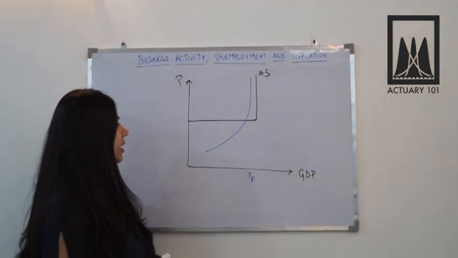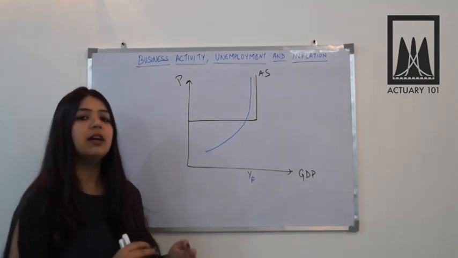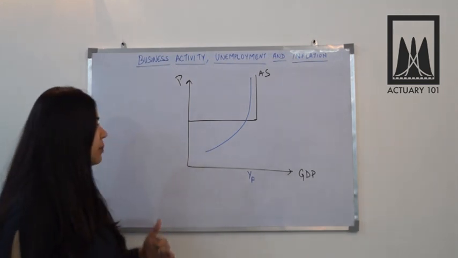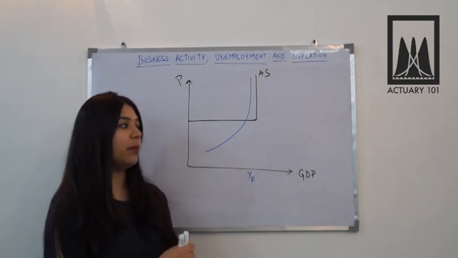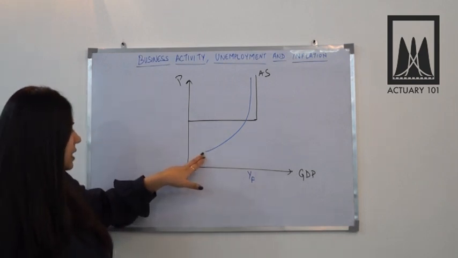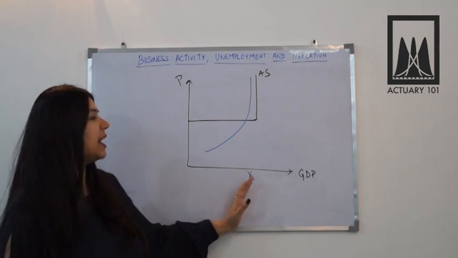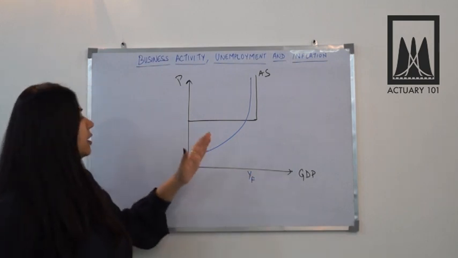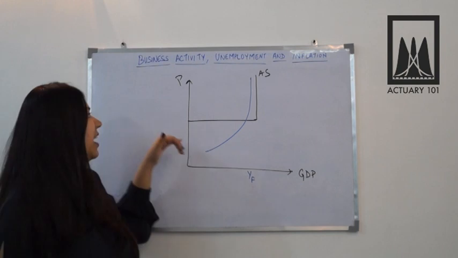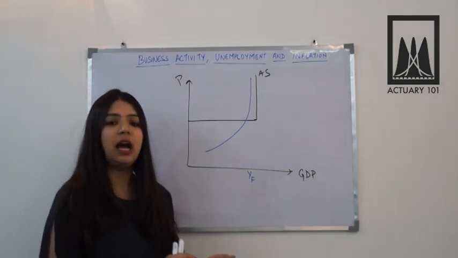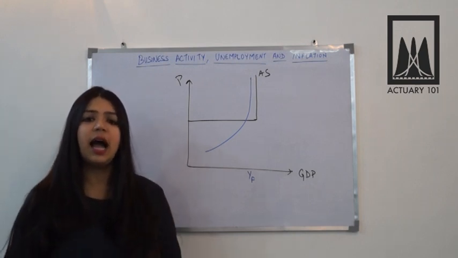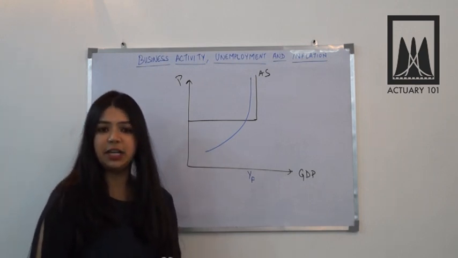Note here that output and prices are related positively. Why? Because output and prices can increase simultaneously. How? Because over here, if you see that until the full employment level of output or GDP, the output is increasing as well as the prices are increasing. However, we've already seen that inflation and unemployment are negatively related.